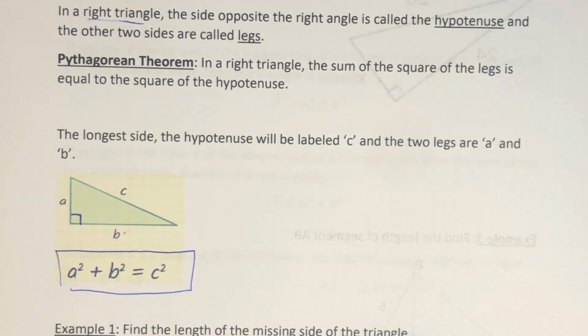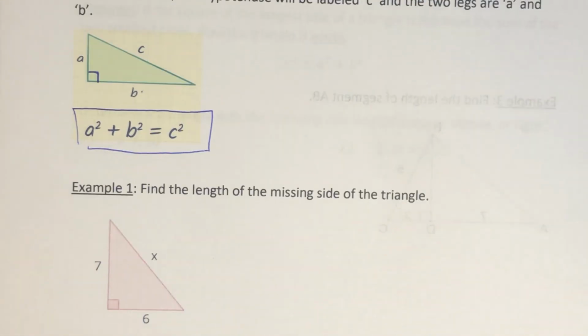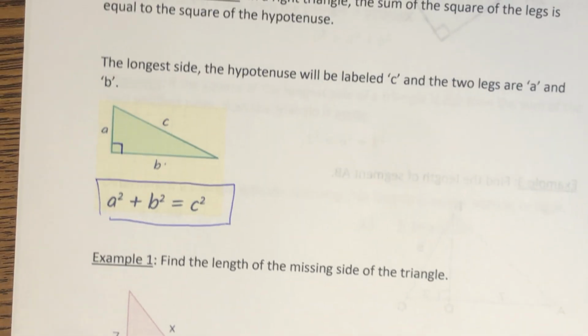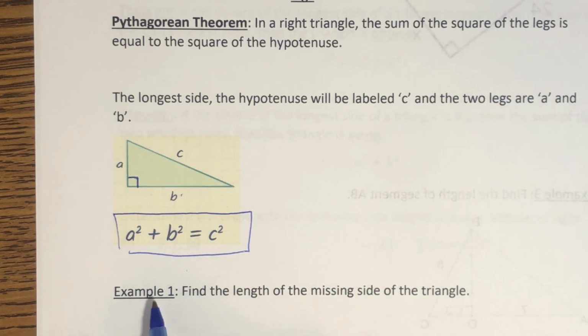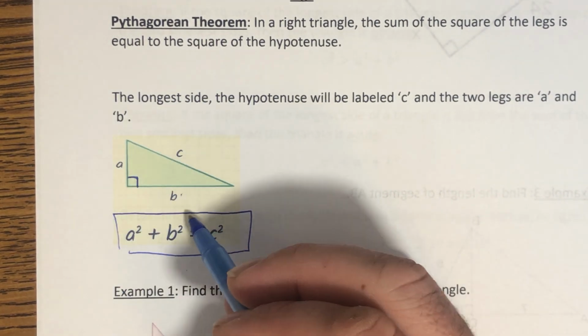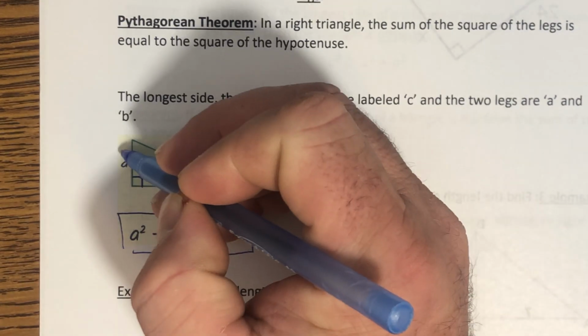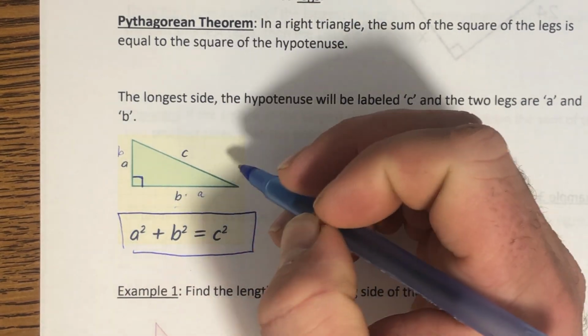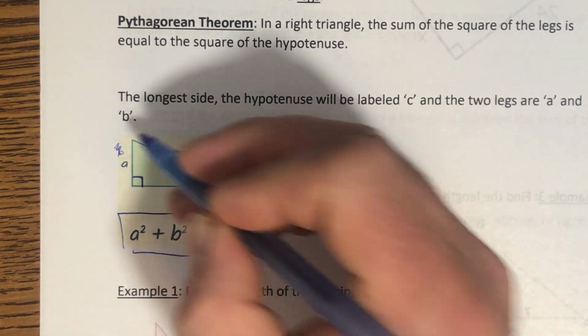Okay, so we're going to start by finding the missing side length of a triangle. I guess I better take a step back. When we're labeling a and b, it does not matter which side is a and which is b. It could be either of the legs. If I really wanted to, this could be b and this could be a. It's already labeled for us though.